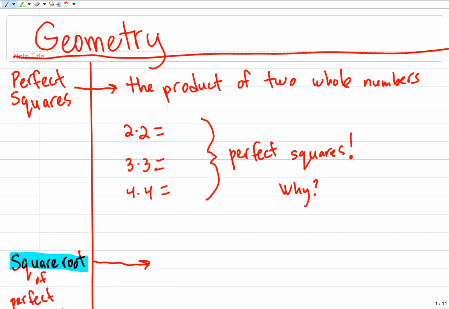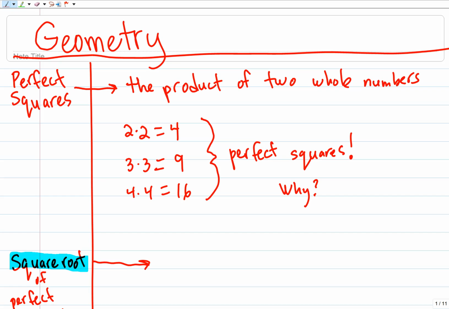We have things that are called perfect squares. A perfect square is the product of two whole numbers. So for instance, 2 times 2 is 4. 4 is a perfect square. 3 times 3, 9 is a perfect square. 4 times 4, 16 is a perfect square.